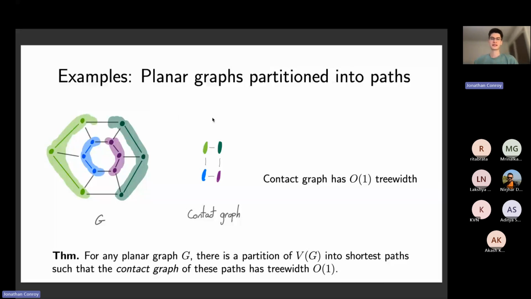But then the claim is that the contact graph might not be a path, it might not be a tree, but it always can have bounded tree width. It can look sufficiently tree-like. Good. So now we can ask, what about minor-free graphs? Does such a structure theorem also hold for minor-free graphs?